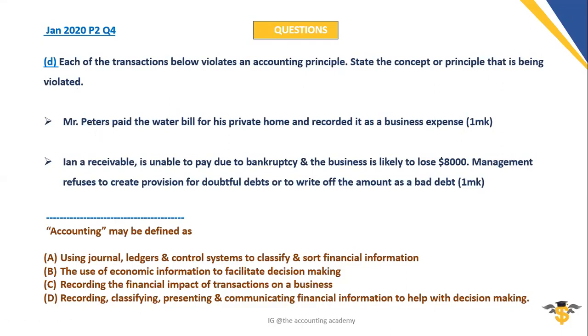Each of the transactions, this is January 2020. This is a question that they just asked. January 2020, paper 2, question 4. It says, each of the transactions below violates an accounting principle. State the concept or the principle that is being violated.